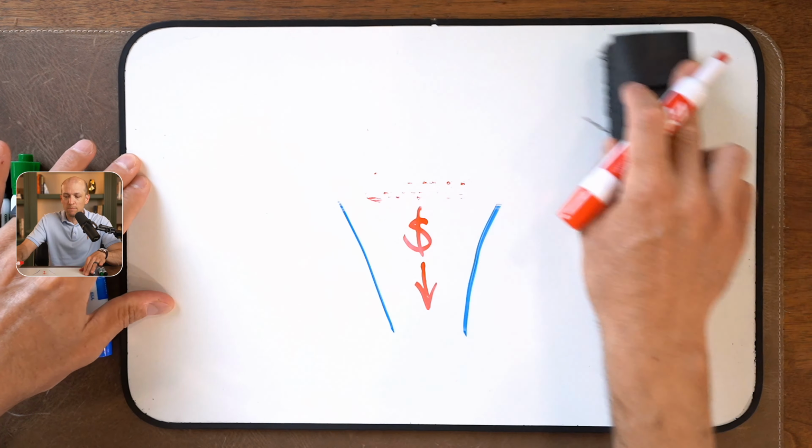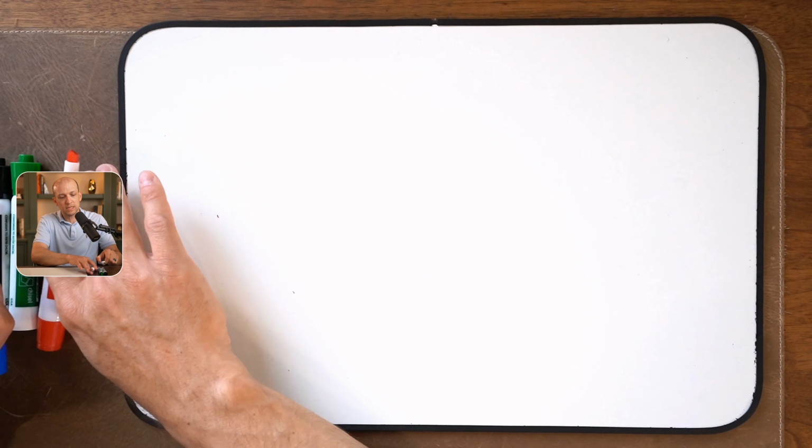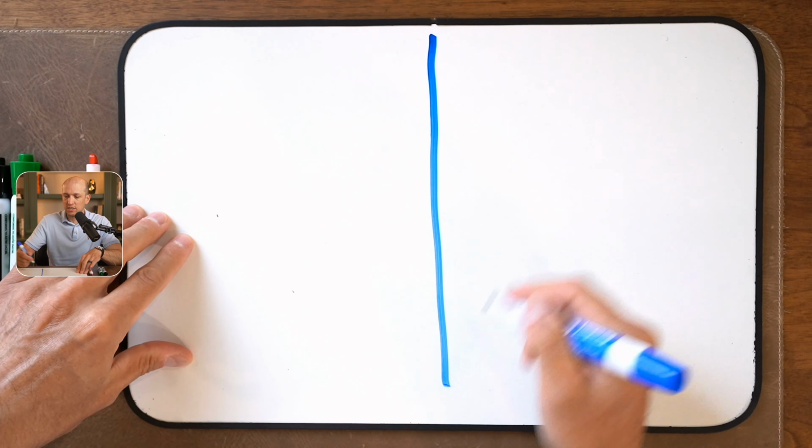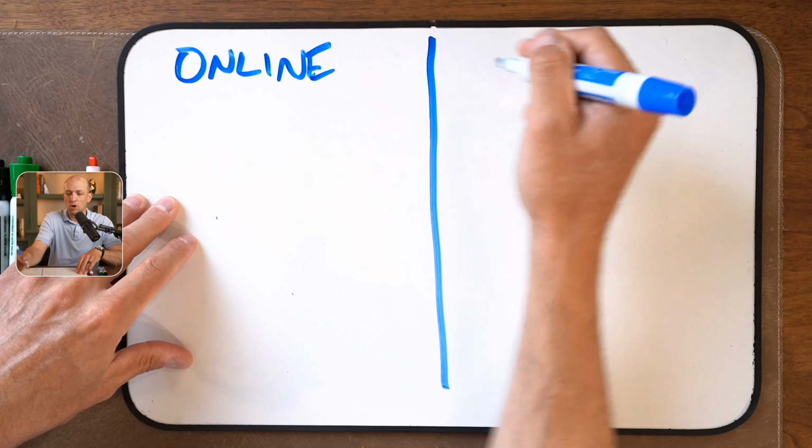So now let's go back to the whiteboard and discuss where you can actually start finding the investors. And I like to split this into two different sections here. I consider online prospects and also offline prospects.